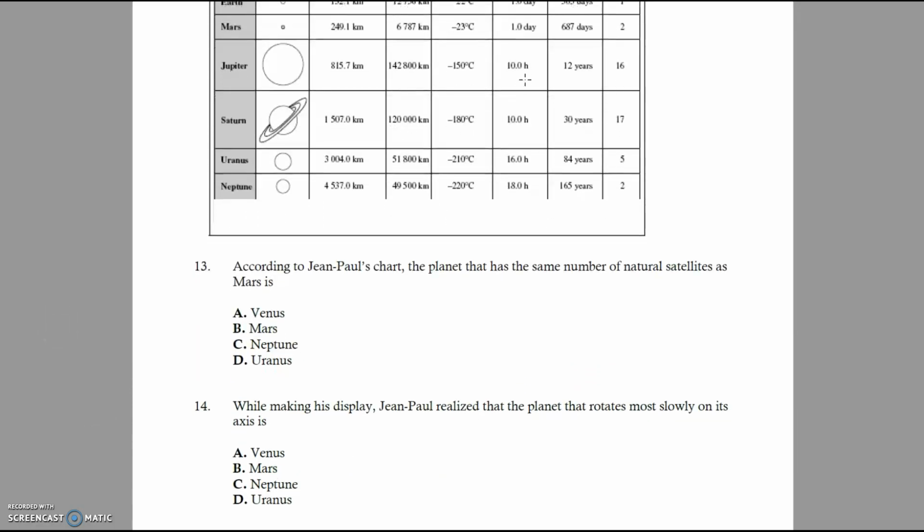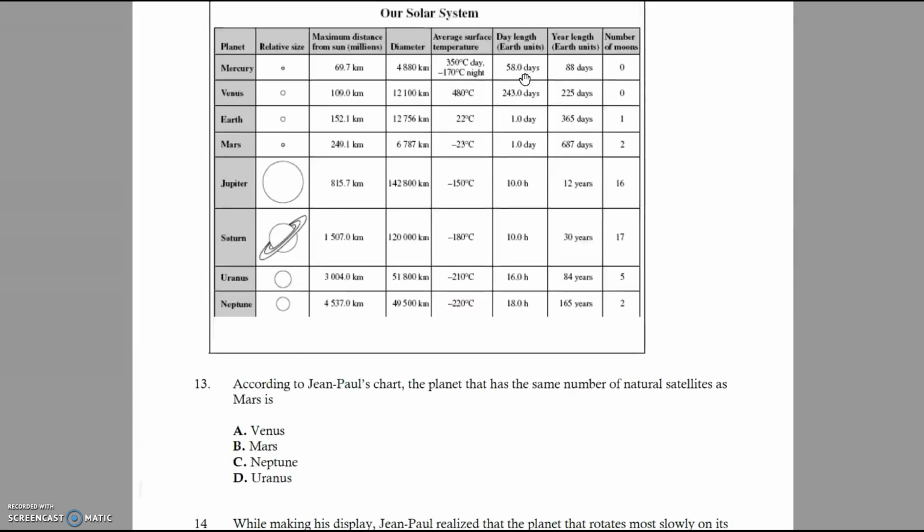And number 14, while making his display, Jean-Paul realized that the planet that rotates most slowly on its axis is A, Venus, B, Mars, C, Neptune, or D, Uranus.